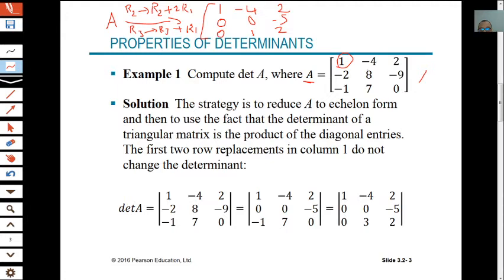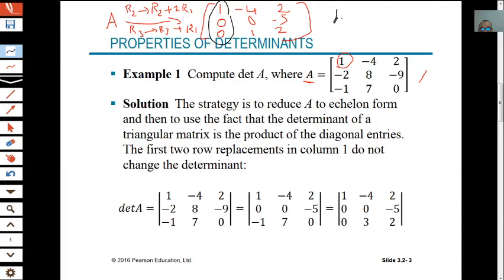R3 plus R1, R3 plus R1. This is true, I guess. So, as you can see in the first column, we now have a lot of zeros. Namely, we can find the determinant easily.